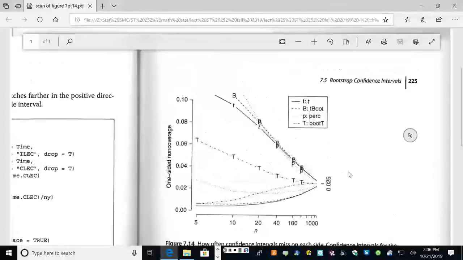Right? It also emphasizes what we hope these things do. We hope to have 99% coverage. We hope to have it not be lopsided, because that would seem to be not so good.